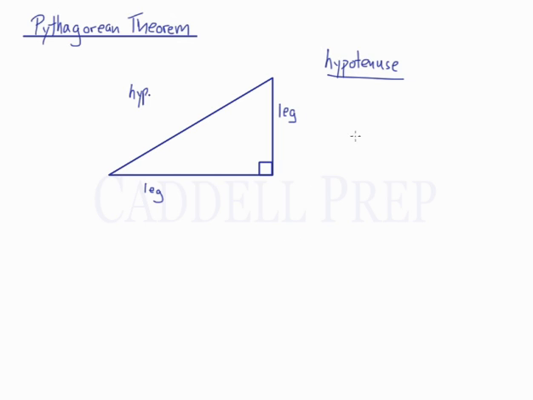Pythagorean Theorem states that a squared plus b squared equals c squared, where a is the measure of one of the legs, b is the measure of another leg, and c is the measure of the hypotenuse. So this side could equal a, could equal b, doesn't matter. Let's just say that this side is a, and this side is b, but the hypotenuse is always c. So it's always leg squared plus leg squared equals hypotenuse squared.